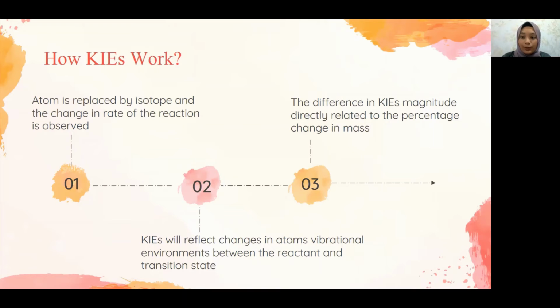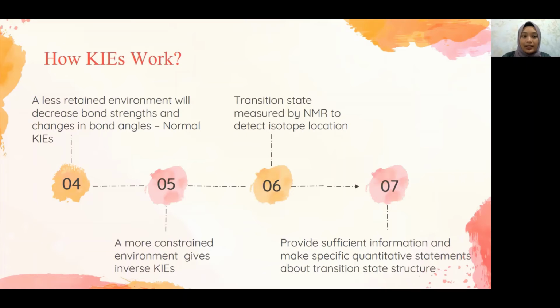For example, when we replace hydrogen with deuterium. Next, a less constrained environment will decrease the bond strength and change the bond angles, so it is a normal KIE, while a more constrained environment will give an inverse KIE. The transition state can be measured by NMR to detect isotope location, and it can provide sufficient information and make a specific quantitative statement about the transition state structure. That's all from me. I will pass the presentation to Nazatul.